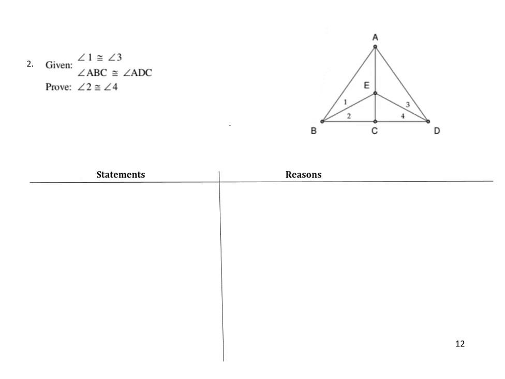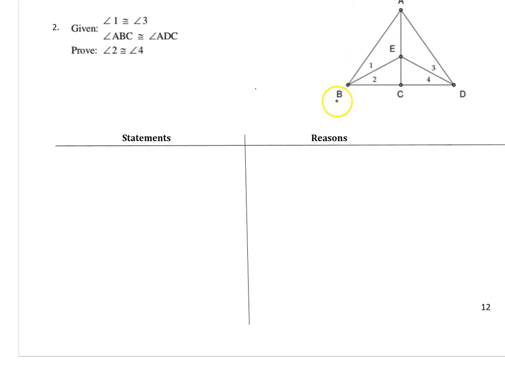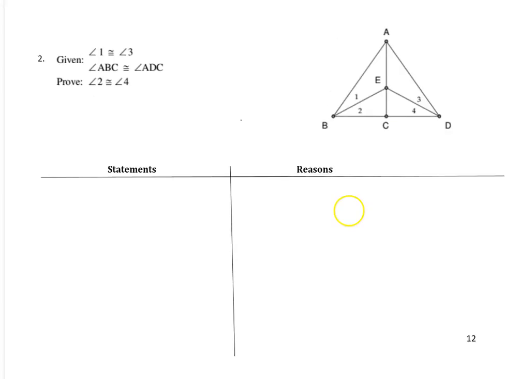All right, so lastly here, I want to prove that angle 2 is congruent to angle 4. They tell me that angle 1 is congruent to angle 3, and I also know that ABC, so that's this whole angle, is congruent to ADC, so this whole angle. Okay? If the whole angles are congruent and these parts are congruent, I can take away the parts and that'll leave me with 2 and 4.